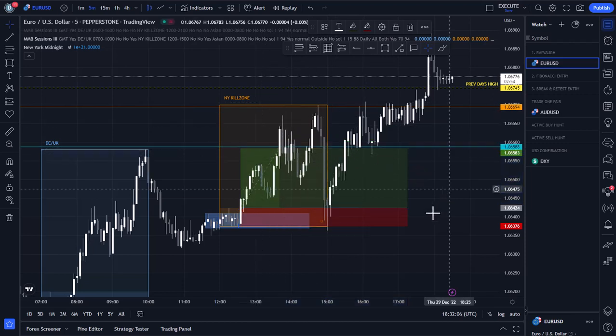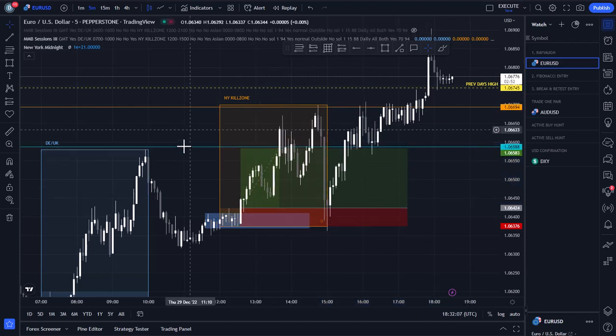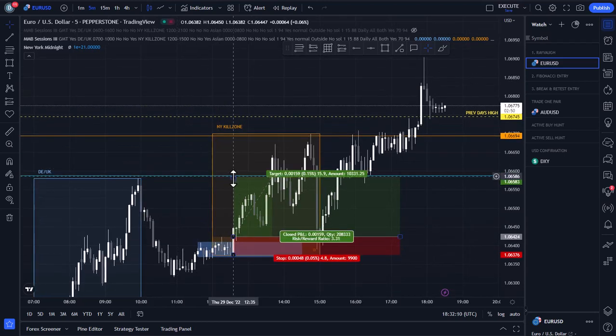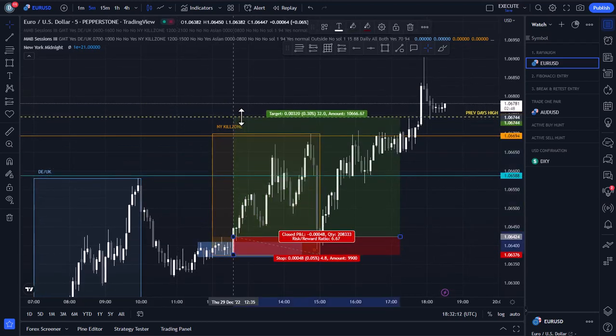So that's it. For an extended target, you may have been able to hold it all the way to here, and then I suggest you just step out because you got into the previous day's high. Anything can happen. And yeah, that's for 1:6.7. A pretty good trade, pretty nice day.